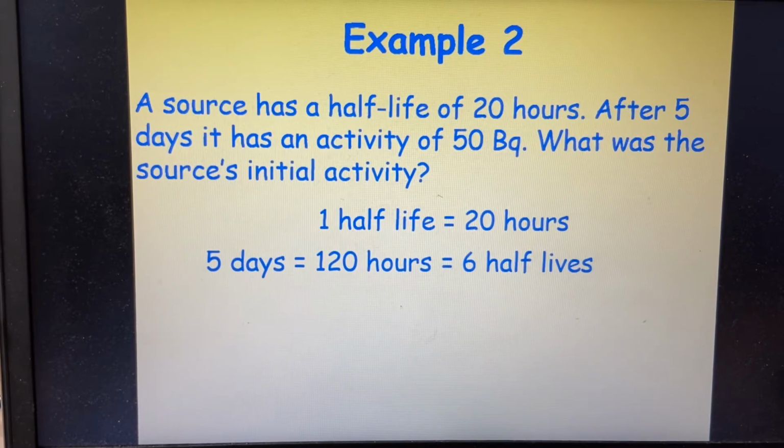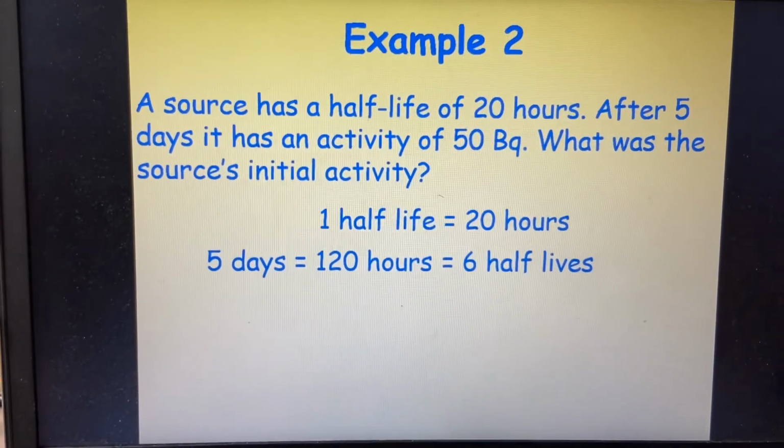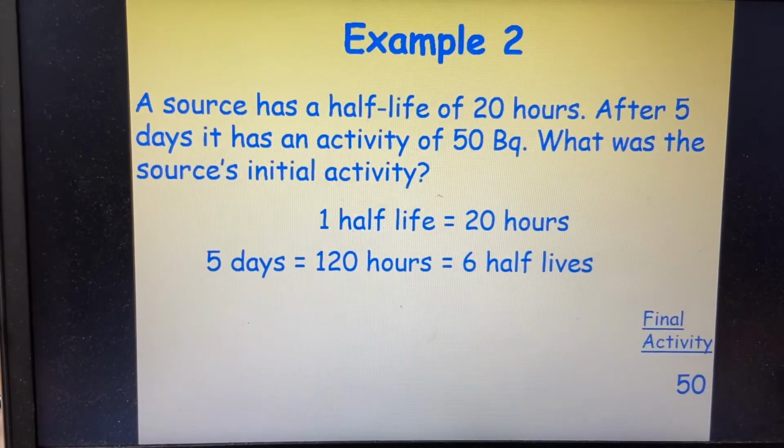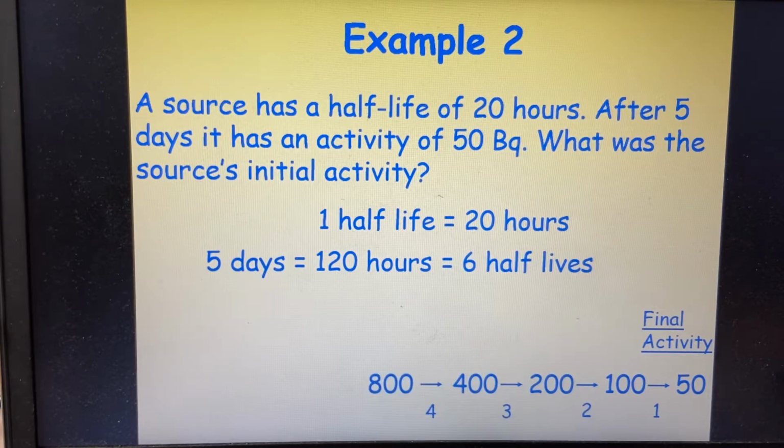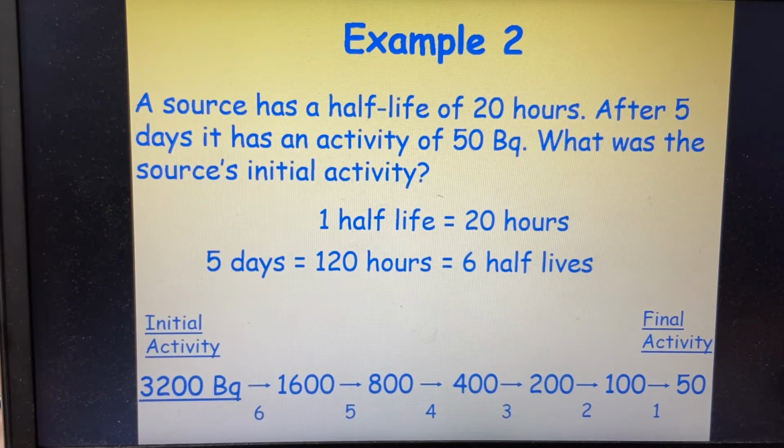So now what we're going to do, because we want the initial activity, we're going to start at 50 and we're going to double it 6 times, okay? So we start off 50, double it once, twice, 3 times, 4 times, 5 times, 6 times, and we end up with 3,200 becquerels, and that's our final answer.